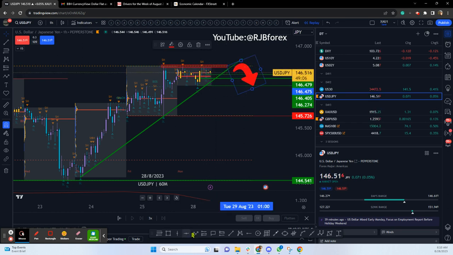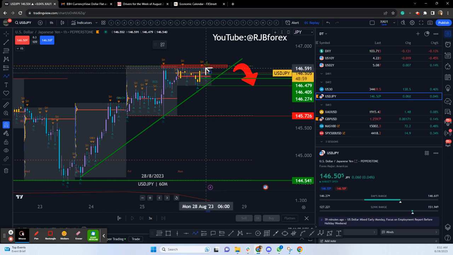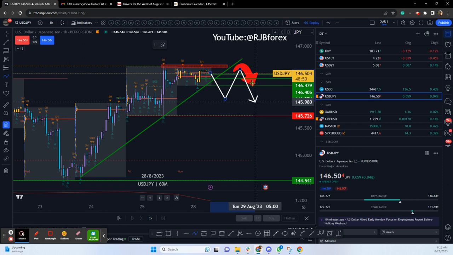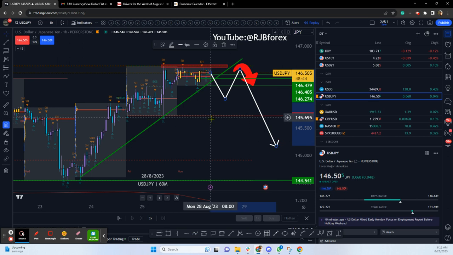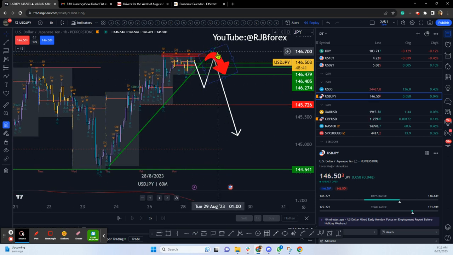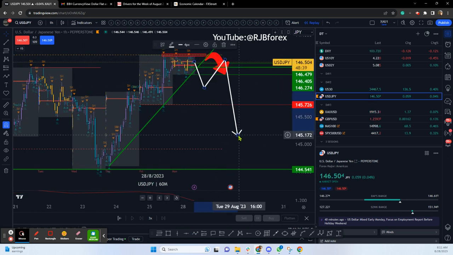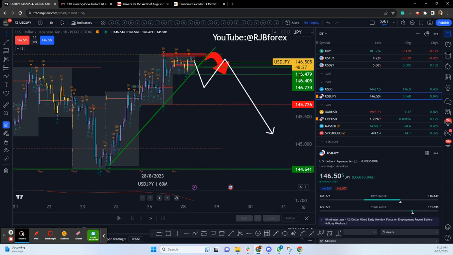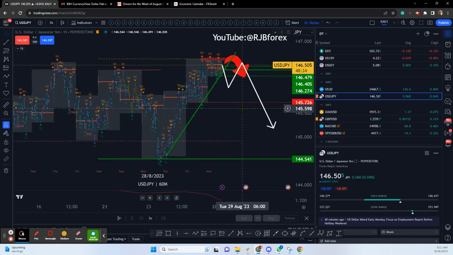That's not to say that this can't just run lower, but I'd be in anticipation of a break of this support, and typically what you see is a move back in, and that's where you can pick up a better place to be selling from for a strong move to the downside. I mean, it might take a few days to play out, or it could all be over in a flash.